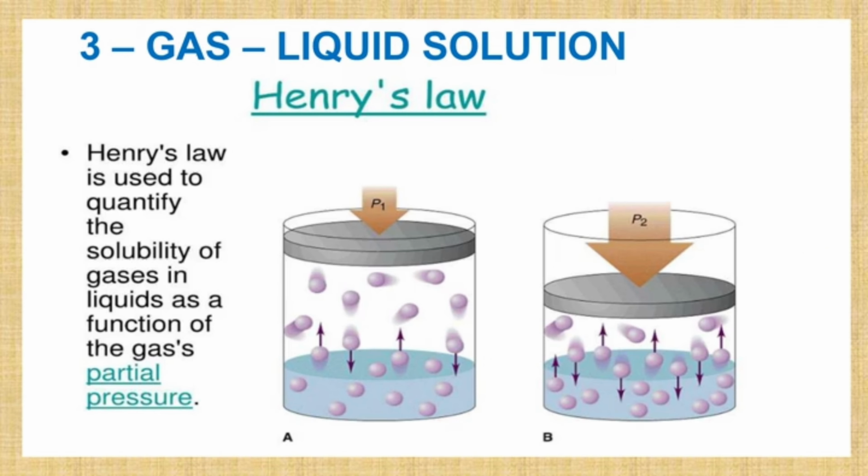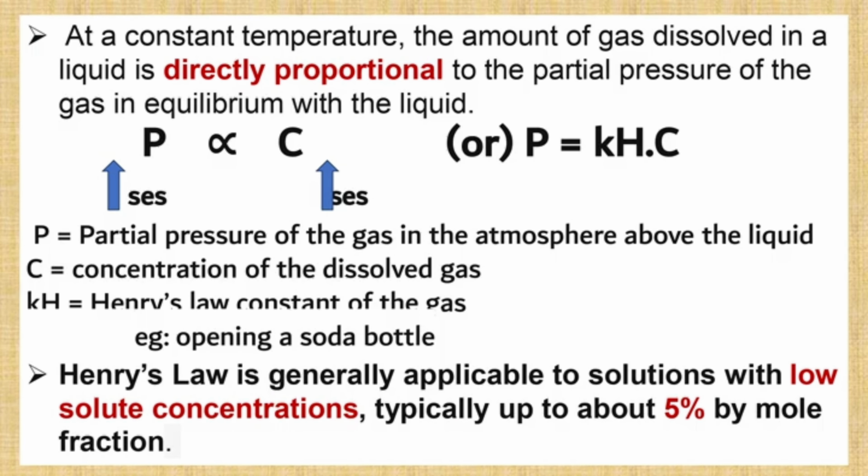The next type is gas liquid solution, mainly described here by Henry's law. Henry's law is used to quantify the solubility of gases in liquids as a function of the gas's partial pressure. The equation is discussed in the next slide. At a constant temperature, the amount of gas dissolved in a liquid is directly proportional to the partial pressure of the gas in equilibrium with the liquid. This is known as Henry's law.